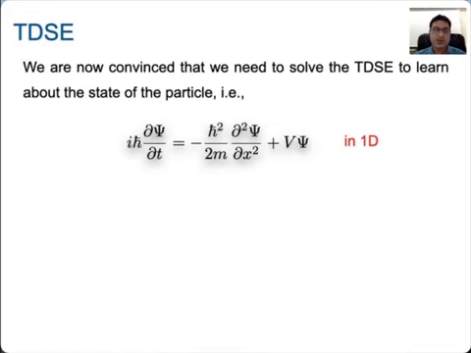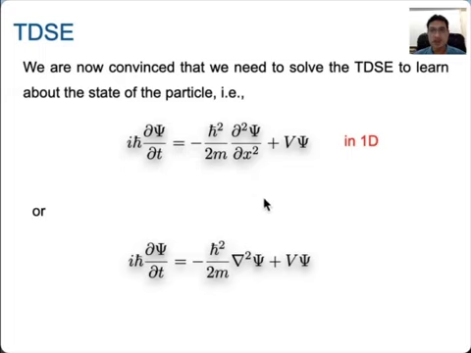Okay, so now we have convinced ourselves that if you want to know the state of a particle, we need to solve the so-called time-dependent Schrodinger equation. This is the form which we have seen in one dimension, and if we want to write down this equation in 3 dimensions, then this quantity will be replaced by a del square operator, where del square is the Laplacian. What is this? It is d2 over dx2 plus d2 over dy2 plus d2 over dz2.